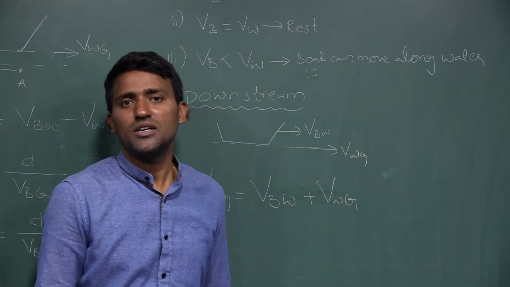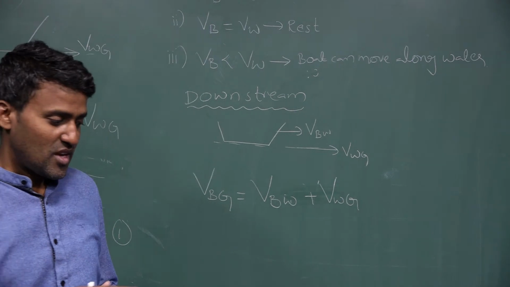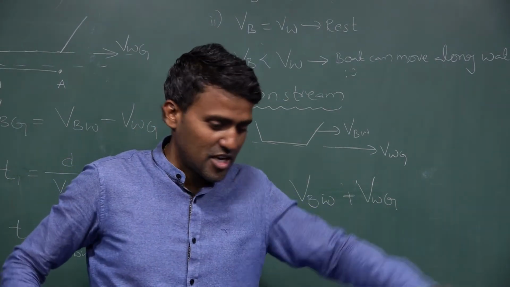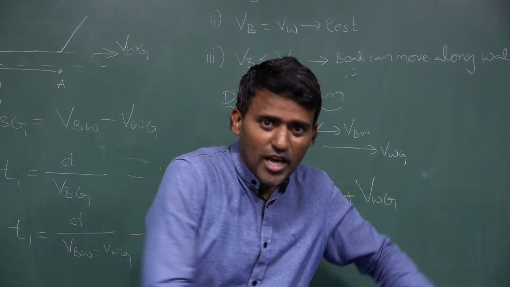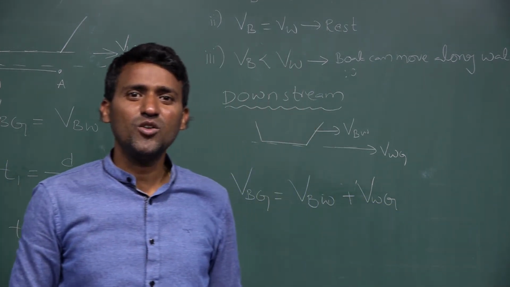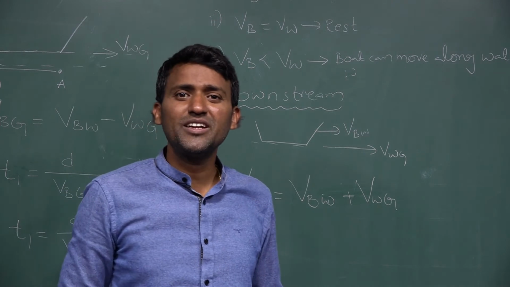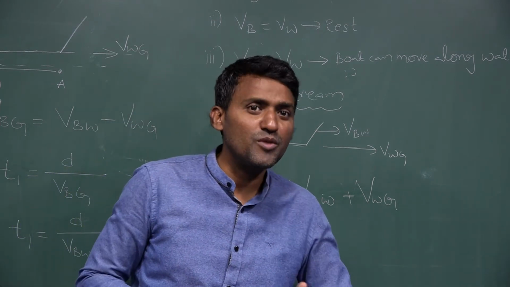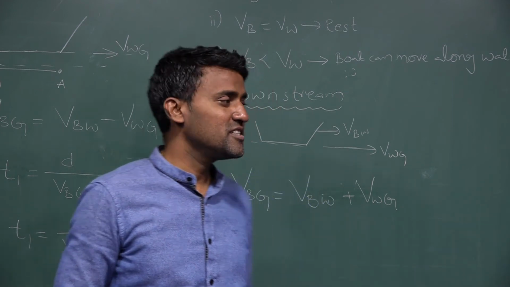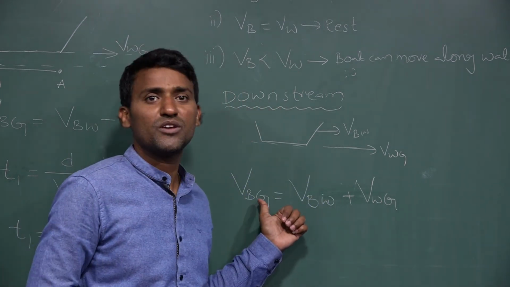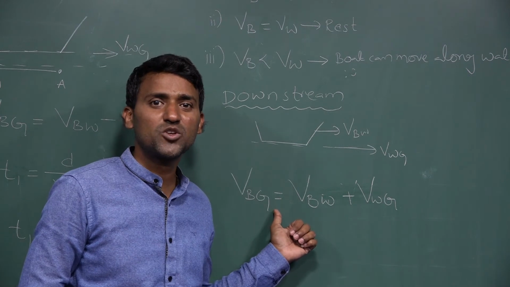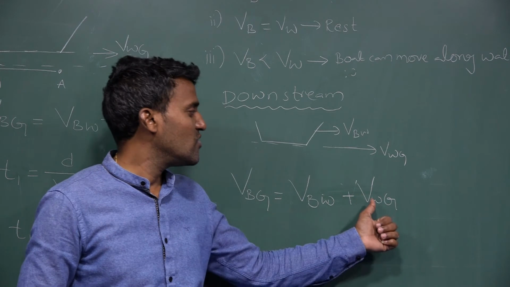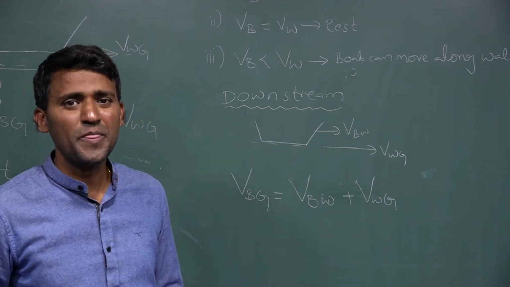For your understanding, if a person is swimming along this direction and the water is also flowing along the same direction, at that moment his effort is less. Without more effort he can swim easily in the water. That is nothing but because of this: the velocity of the boat with respect to ground is equal to the velocity of the boat with respect to water plus the velocity of the water with respect to ground.